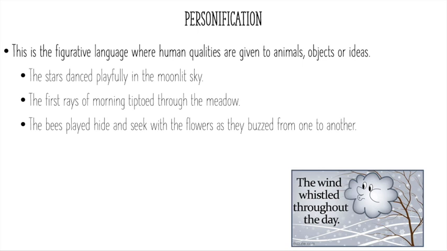Personification. We see this a lot in fairy tales. Actually, it's one of the conventions of fairy tales. This idea of bringing human qualities to things that aren't human. The stars dance playfully in the moonlight. Stars aren't really dancing. However, we get an image in our mind of what that might look like because we understand dancing. So those lights are flickering around and it looks like they're moving about and dancing playfully.